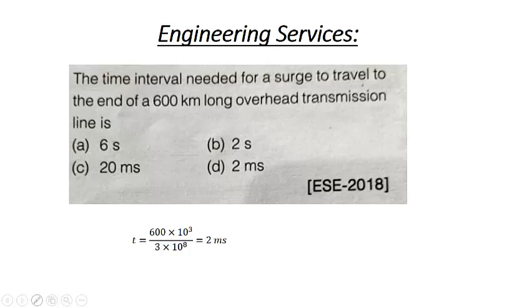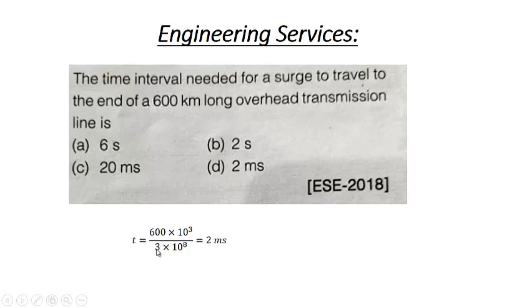Now we shift to another exam, that's the Engineering Services Exam. So one of the questions that were asked in the Engineering Services Examination 2018: the time interval needed for a surge to travel the end of a 600 kilometer long transmission line is, we need to find out the time. As we know, the velocity of the voltage wave or current wave is approximately equal to the velocity of light.